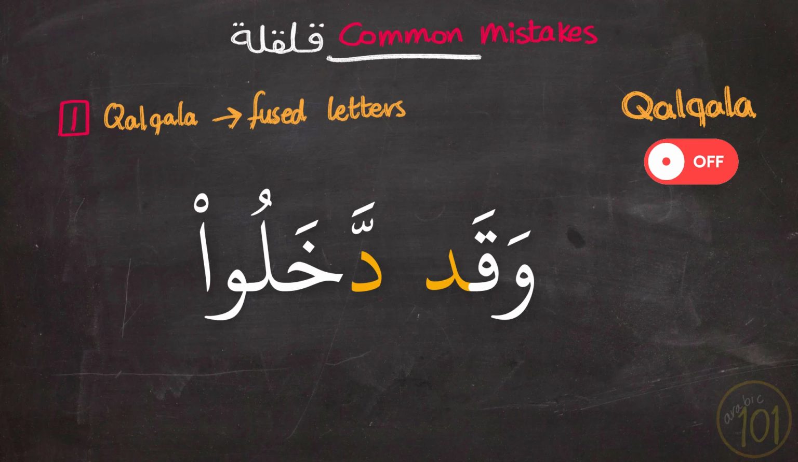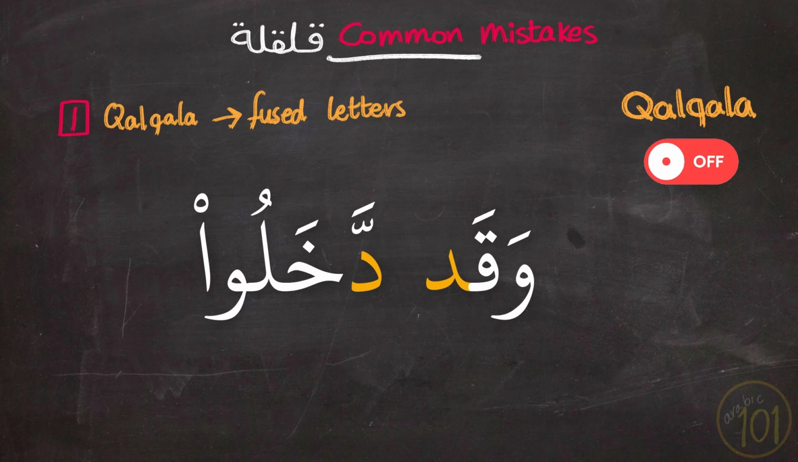وَقَدْ دَخَلُوا. Now, if you applied Qalqalah, you will basically undo the fusion that happened between the two dals, and it would sound like this. وَقَدْ دَخَلُوا. And that is not correct. You should fuse them into one dal, and when this happens, Qalqalah is then disabled, even though the dal at the end of qad has sukun. So you should say وَقَدْ دَخَلُوا.